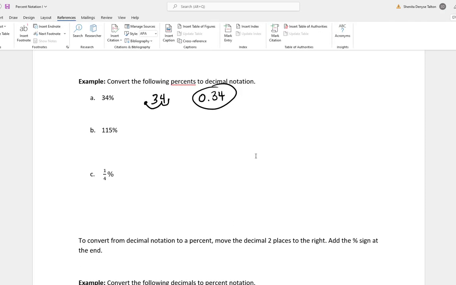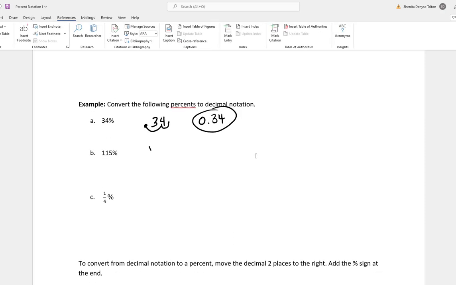If I wanted to do 115%, once again, I'll drop the percent sign. My decimal is always at the end. I move it 2 places to the left. So the decimal is 1.15.